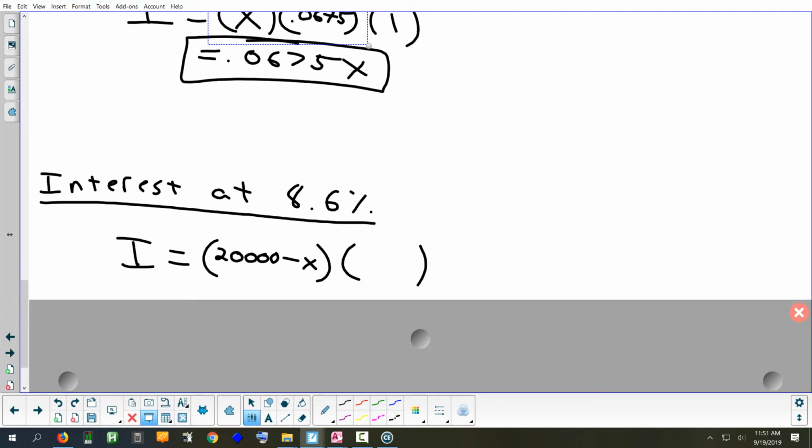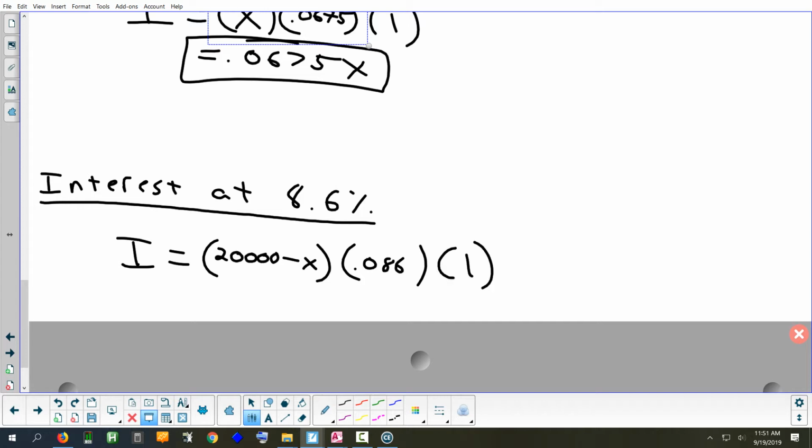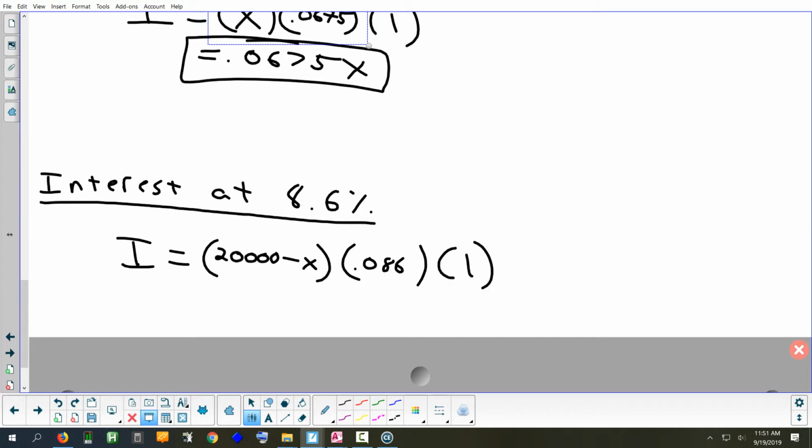What's my rate when I change to 8.6%? 0.086. Yep, good job. And again, the time is 1 year, which you don't really need. Now, this 0.086 is on the outside of parentheses. So what can I do with it to simplify that a little bit? Distribute. Yep, distribute it.